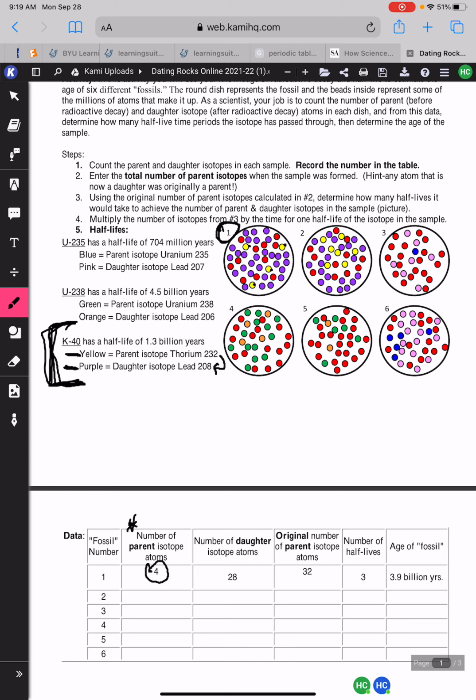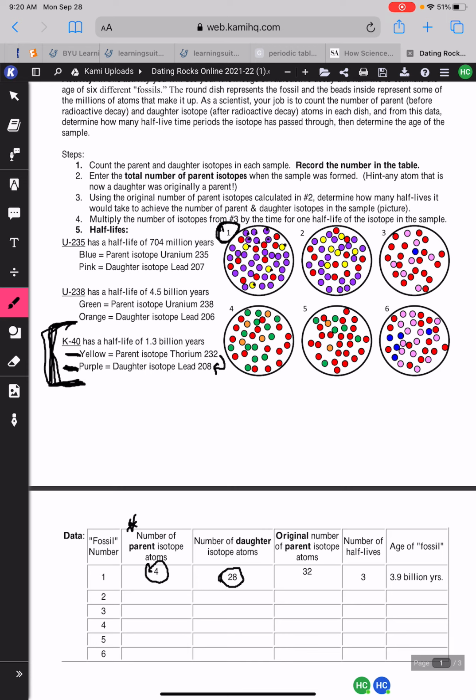There you go. So then we need to figure out the number of daughter isotope atoms. So that's going to be our purple ones. I counted these out for you. We won't count them all, but you just count all the purple, like 1, 2, 3, 4, 5, 6, and so on until you count all the purple ones. And that one has 28 total.